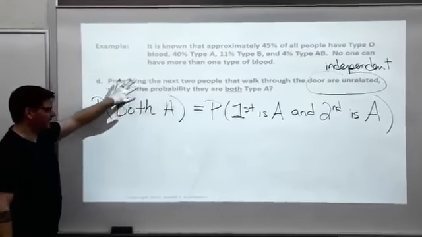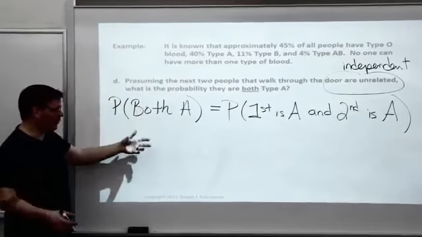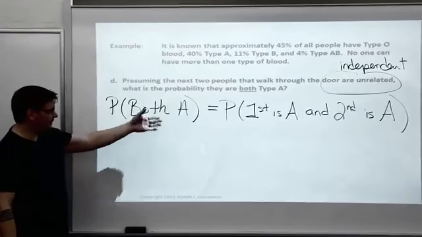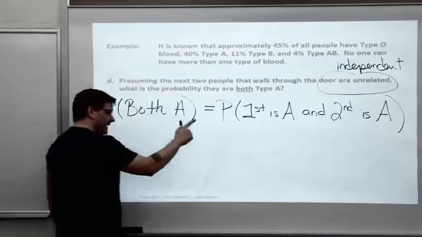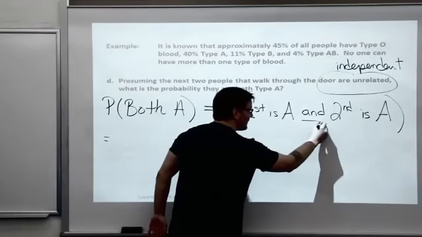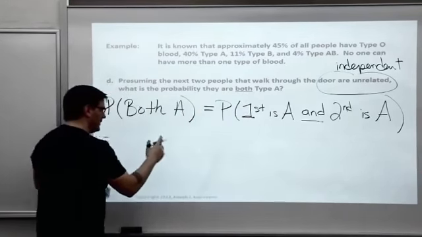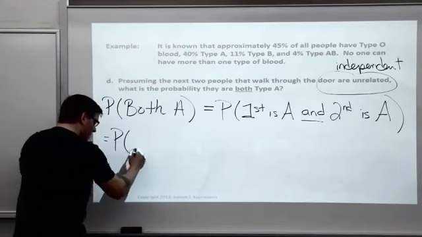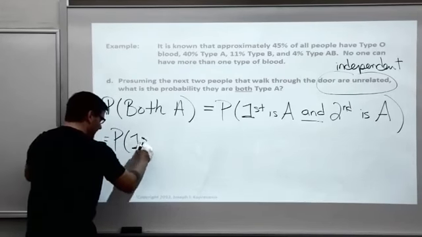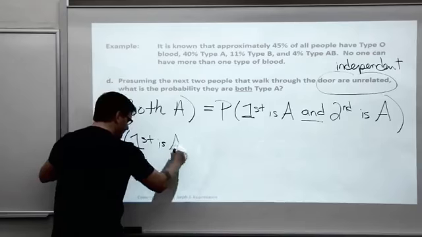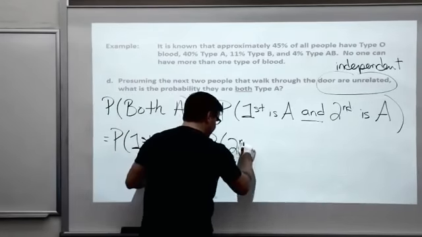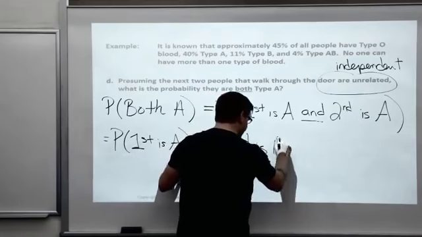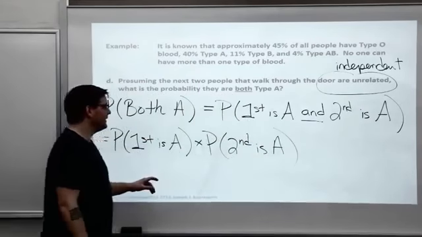So we have to sort of translate words into ands and ors and formulas, right? Both type A, first is a type A and the second is type A. When I see that word and means multiply. I have the independent rule. This is exactly the probability that the first is type A times the probability that the second is type A.